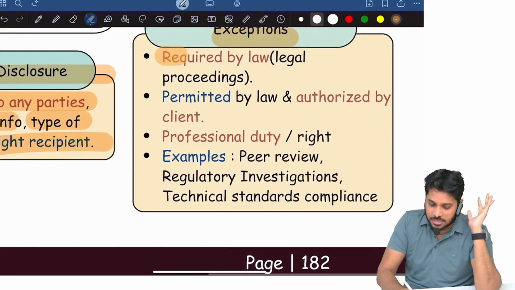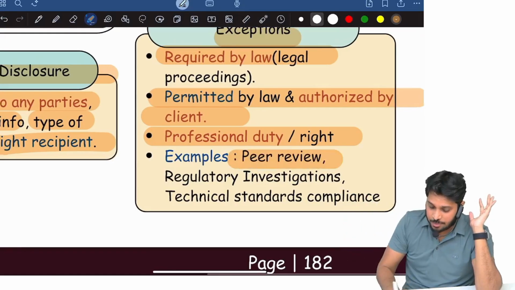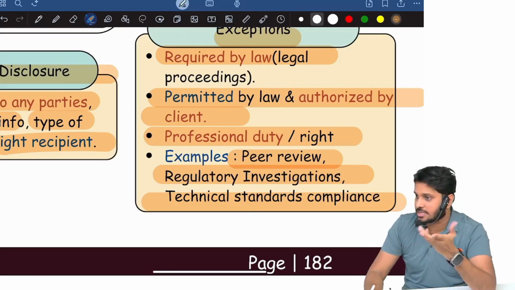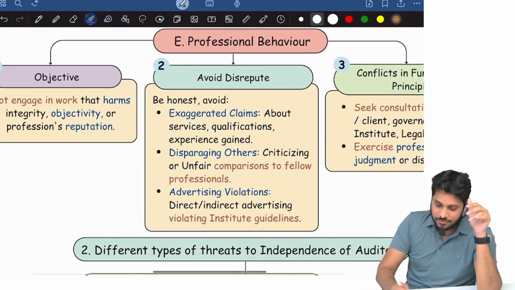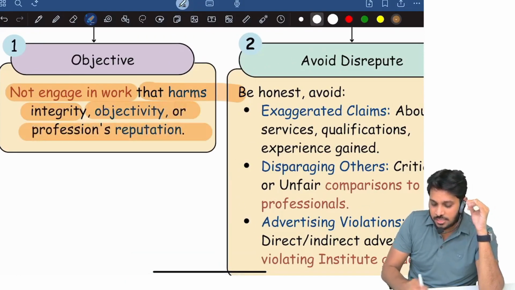Then exceptions: required by law, permitted by law, and authorized by the client, or there is a professional duty, for example, peer review, regulatory investigation, technical standards compliance. For these reasons you can disclose even without client consent. Clear?